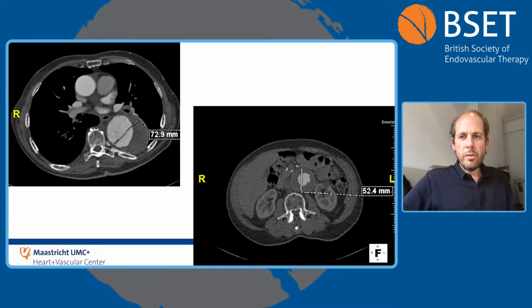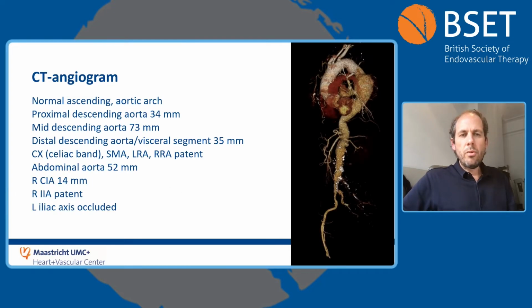And these are the measurements just taken on axials. So the largest dilation is 73 millimeters in the chest and 53 millimeters in the abdomen, leading to conclusions on this CT that the ascending arch is normal, the proximal descending aorta is 34 millimeters, there's a mid-descending dilation as shown, the distal descending aorta and the visceral segment is not normal but back to 35 millimeters. There's a celiac stenosis, we call this a celiac band.